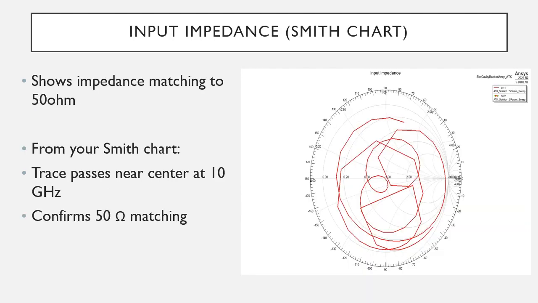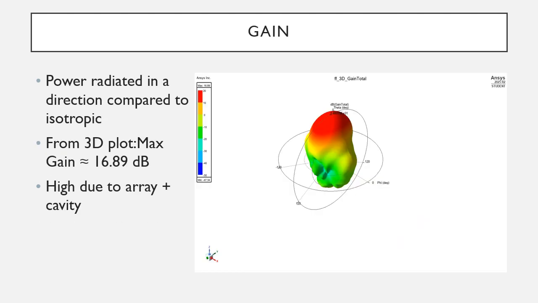The Smith chart shows input impedance at 10 GHz frequency. The curve passes near the center, indicating the antenna impedance is close to 50 ohms, which matches the feed line. Gain tells how strongly the antenna radiates in a direction. From the 3D plot, the maximum gain is about 16.89 dB. The high gain is achieved due to the slot array and cavity backing.